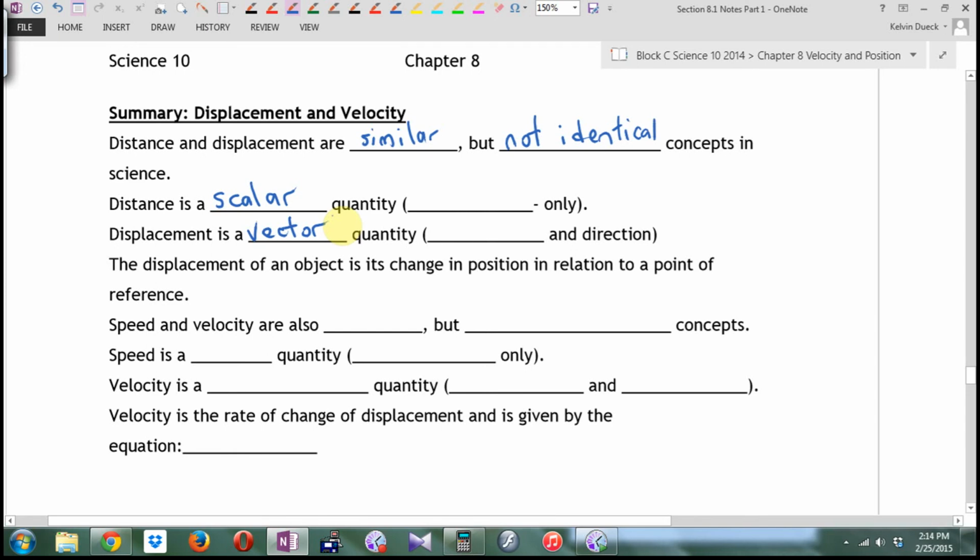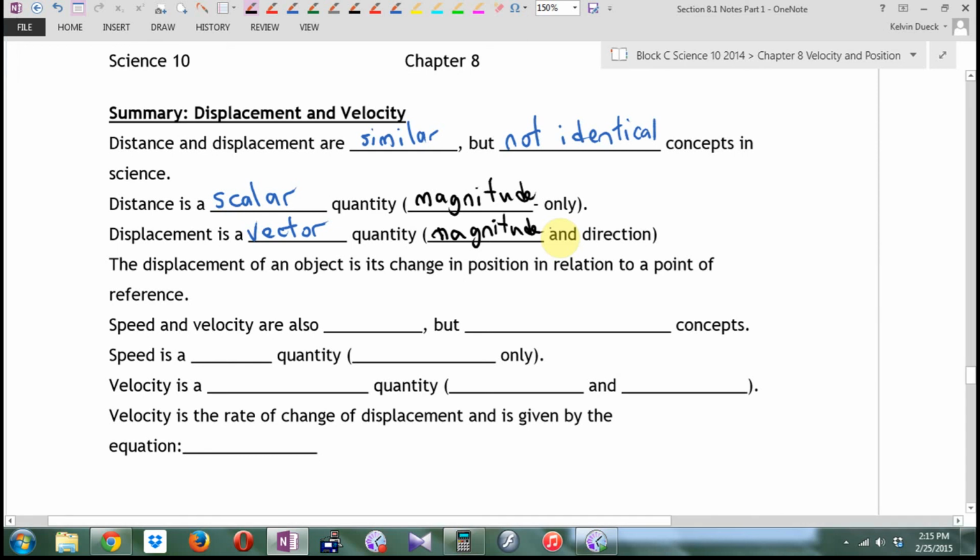What do scalars have? The fancy word for size that begins with the letter M. Magnitude only. Where vectors have magnitude and direction.